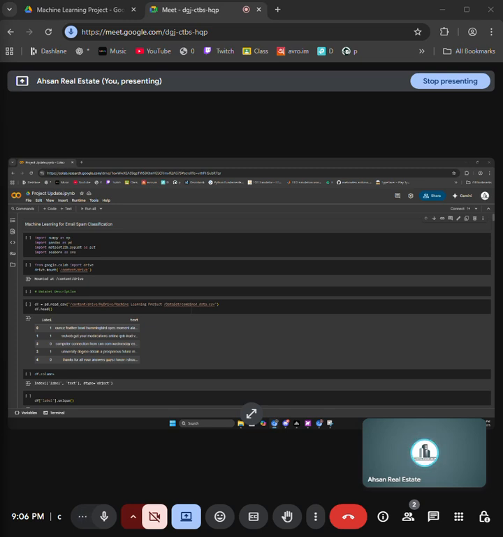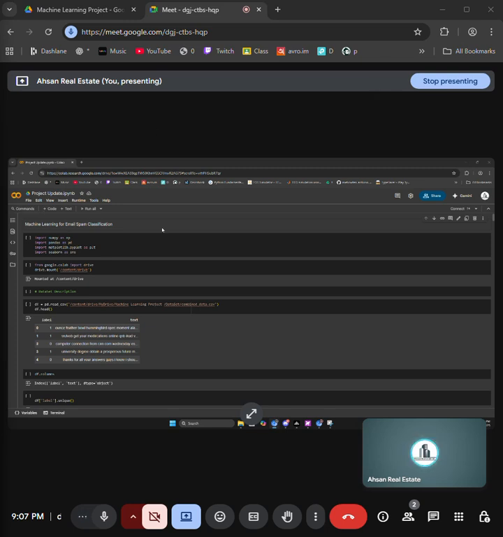The title of the project is machine learning for the classification of spam email. Spam and phishing emails pose a growing threat in our day-to-day life, and for that reason we are working on this project. I collected the dataset from the lab, and after collecting the dataset I applied many models.